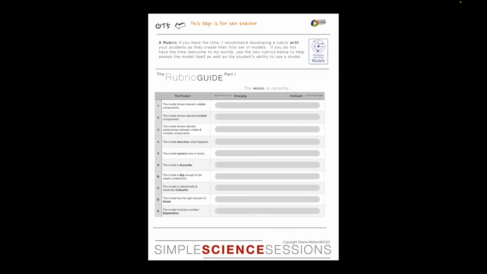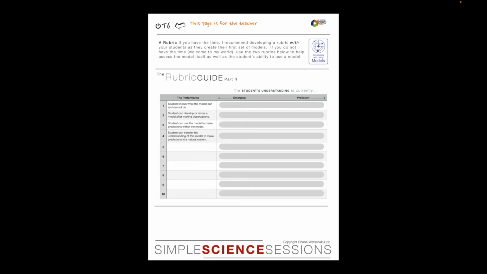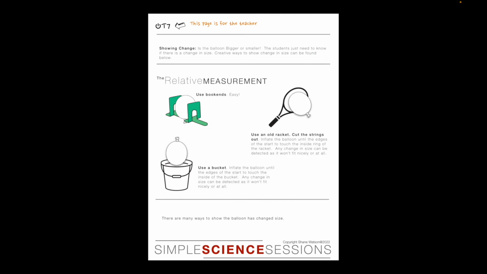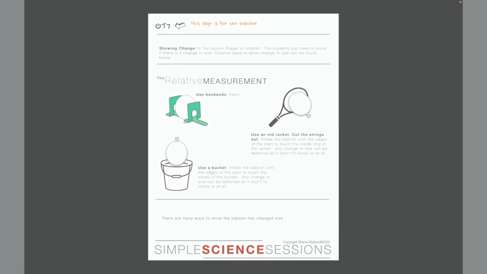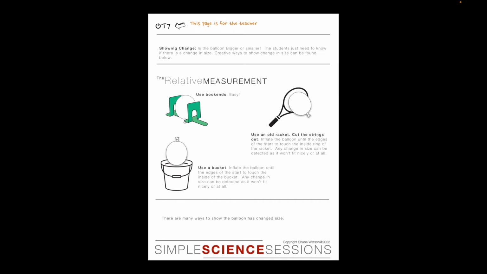So this rubric is specifically for the model. This one over here is more about the student's understanding of how to use a model or how to develop a model. The change that we're looking for is a little bit hard to see, so I've used three creative ways to show that there's been a change in the phenomenon. Once you become familiar with what we're trying to do in this engagement, you'll see how these fit in quite nicely.